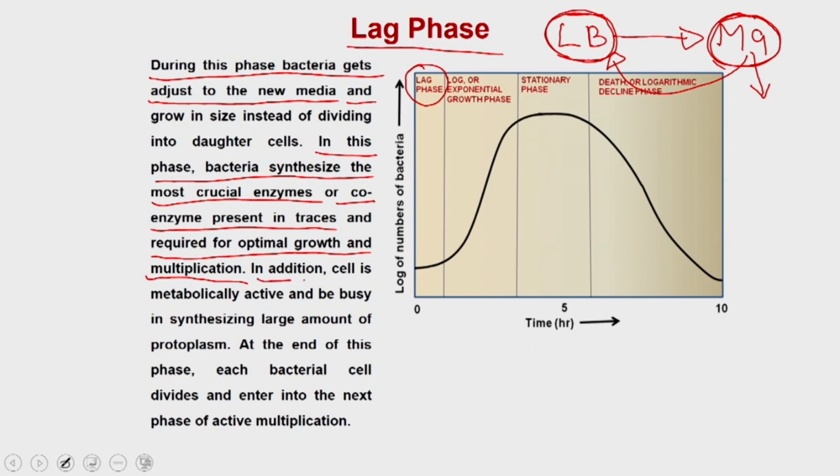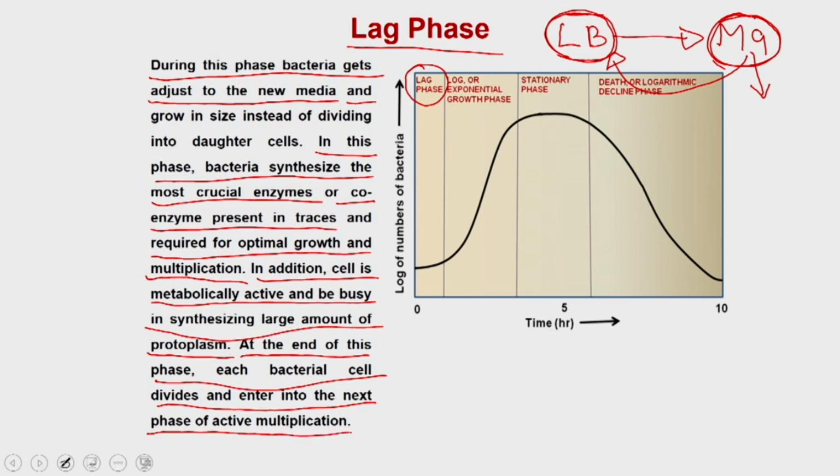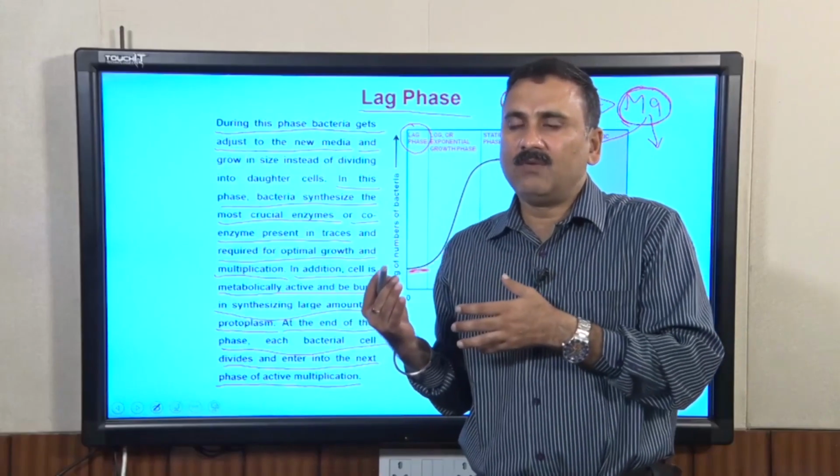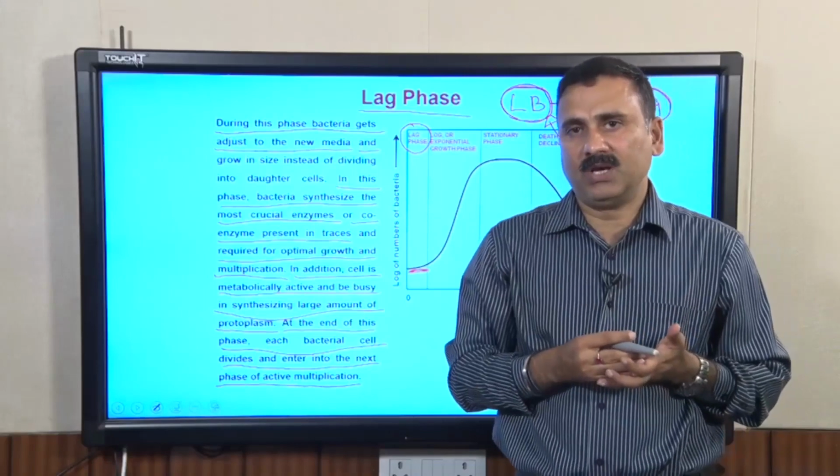In addition, the cells are going to be metabolically very active, and they will be busy synthesizing a large amount of protoplasm, which means the cell will grow in size, but it will not grow in numbers. At the end of this phase, each bacterial cell will divide and enter the next phase of active multiplication, which is called the log phase. In this particular phase, the bacteria will only adjust to the new environment, whether it is a rich environment or poor growth conditions.